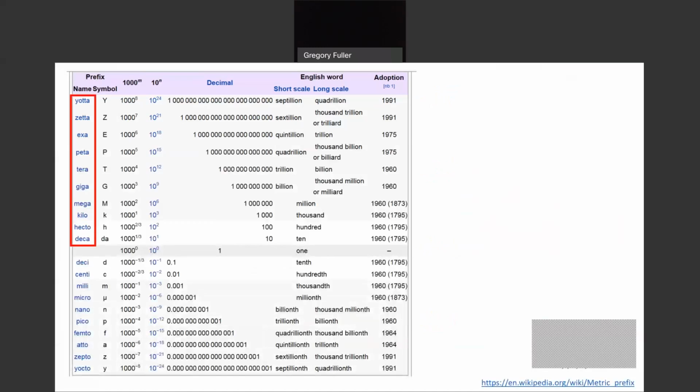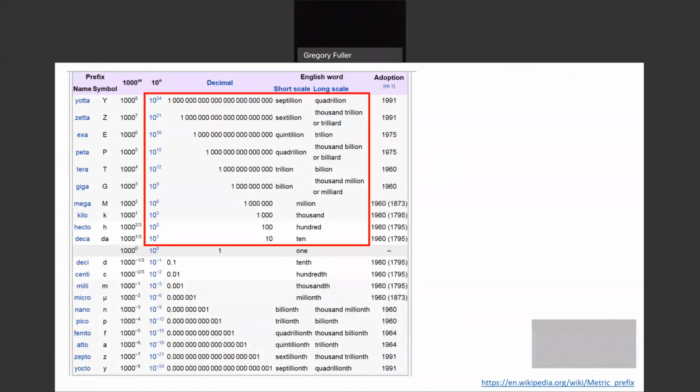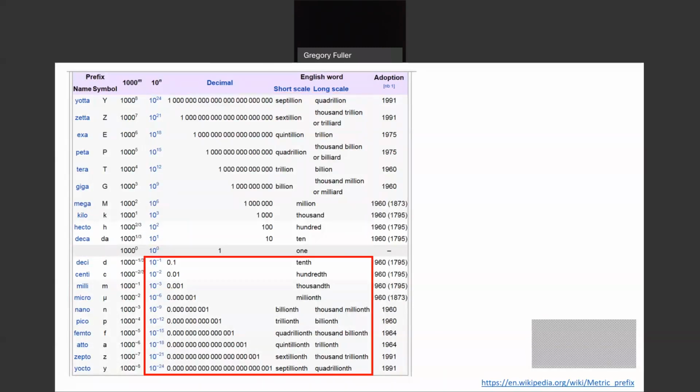Wikipedia, going big: deca, hecto, kilo, mega, giga, tera, peta, exa, zetta, yotta. Going small: deci, centi, milli, micro, nano, pico, femto, atto, zepto, yocto. All right, and look at all these. This is such a great table. It gives you names for all of these: billion, trillion, quadrillion, quintillion, sextillion, septillion, or you could also call septillion a thousand quadrillion. Isn't that just crazy stuff? Now you know. Same thing for going small. I can't even say it anymore.